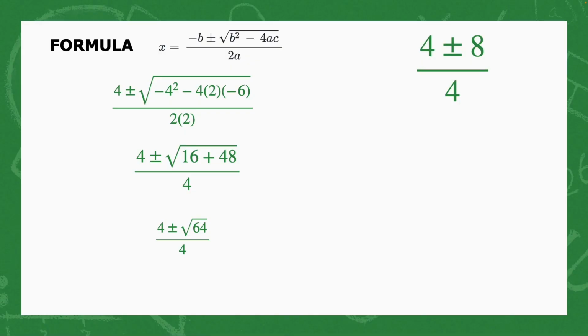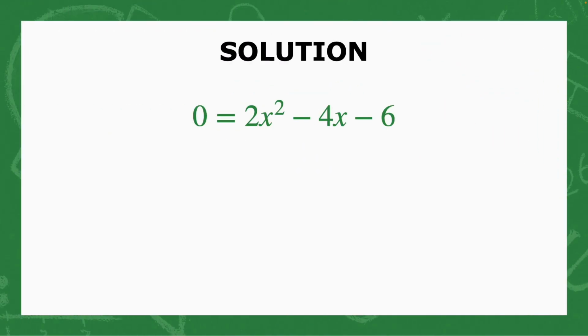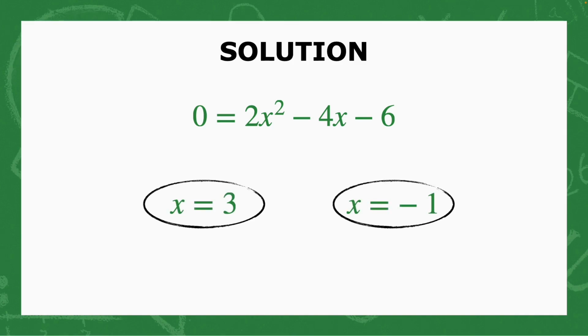And at this point in the process, I'm going to separate my two solutions and write 4 plus 8 divided by 4 and 4 minus 8 divided by 4. On the left-hand side, I'm going to get 12 divided by 4. On the right-hand side, I will get negative 4 divided by 4, which leaves me with the two solutions, 3 and negative 1. So using the quadratic formula, I very quickly found the two roots for this equation are x equals 3 and x equals negative 1.